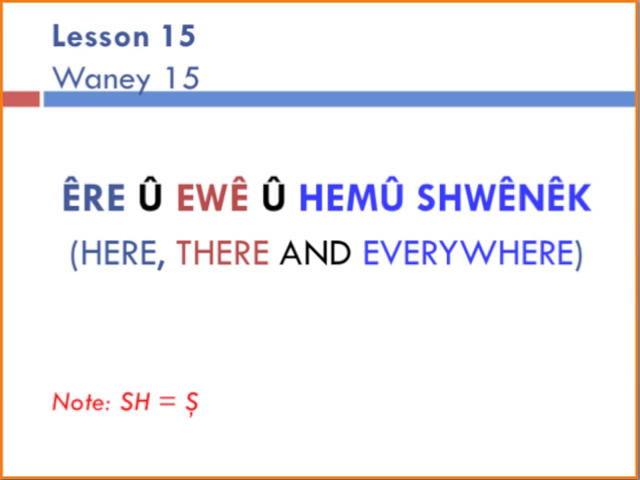Lesson 15 will be basically about directions, but we'll focus only on 3 words or 3 vocabulary: here, there, and everywhere. In Kurdish, era, ave, hamushwene. Era, ave, hamushwene.